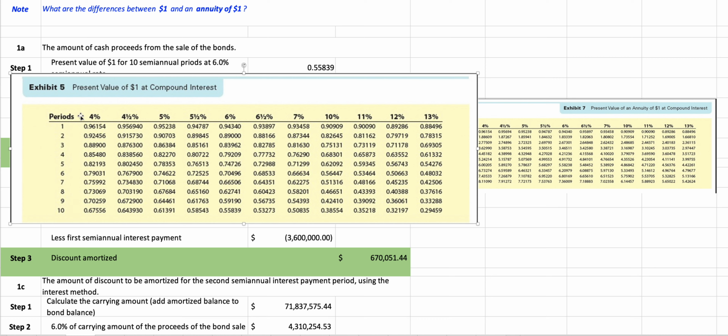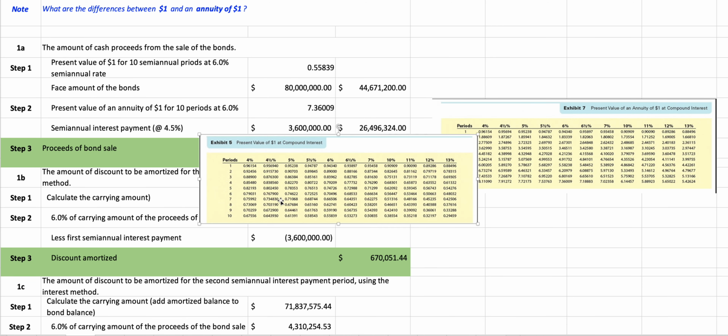So I'm going to come down here. We have our periods. I'm going to come to the 10. And then I'm going to scroll all the way over until I get to the 6%. And we're using 6% because the market interest rate is 12%, but we don't pay 12% every time we pay the interest payment. We only pay half of that, which happens to be 6%. So I'm going to use this number, 0.55839, and you can see that I've already written it in here.